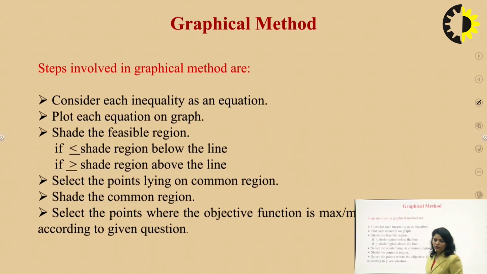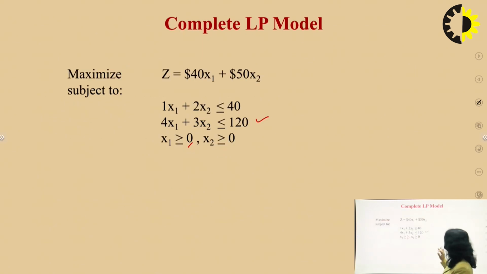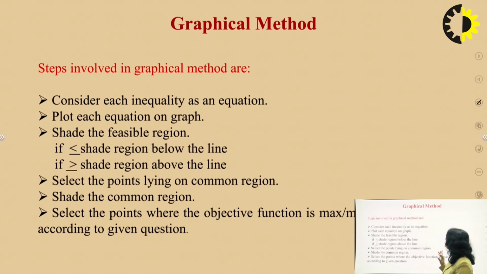Now we will see how we will find the solution. So this was only the formulation of the problem. We have formulated the problem, but we have not found any solution here. So for getting a unique solution, we will use a method known as the graphical method. There are some steps involved in the graphical method.